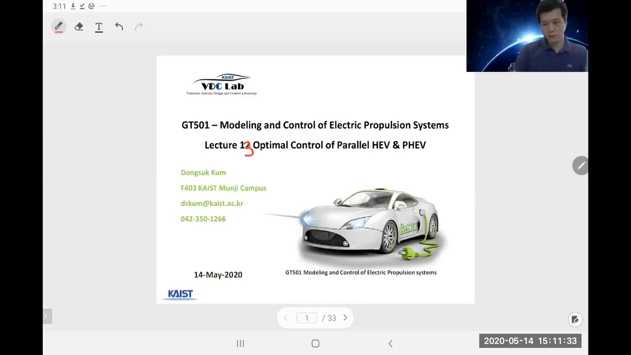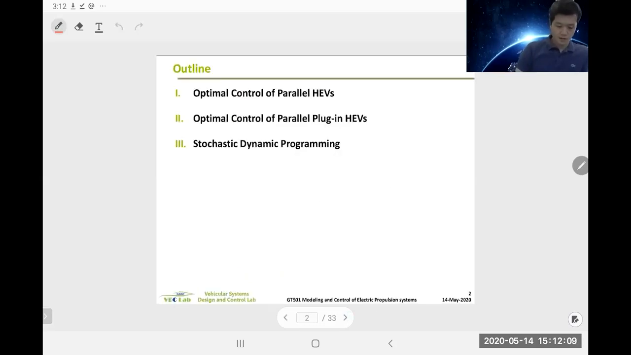So over the last couple of weeks, we studied optimal control theories, okay? Variational approach, dynamic programming, ECMS, and so forth, right? But at the end of the day, what we want to do is apply these theories to the hybrid electric vehicle control problem, right? And this is that lecture. We're going to first start with applying dynamic programming to a parallel hybrid electric vehicle, okay?